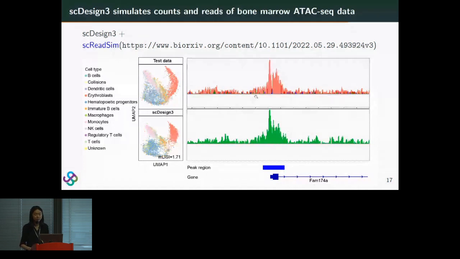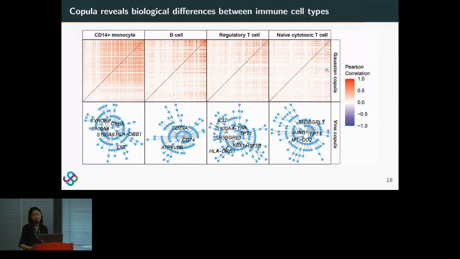Finally, to show that the model parameters can be useful for biological interpretation, we're showing the correlation matrix from Gaussian copula here. So we have 4 cell types, and the 4 cell types' correlation matrices are not identical. In particular, if we look at the 2 T cell subtypes, they are more similar than the other 2 correlation matrices, which means that the correlation matrix carries some biological information about cell types.